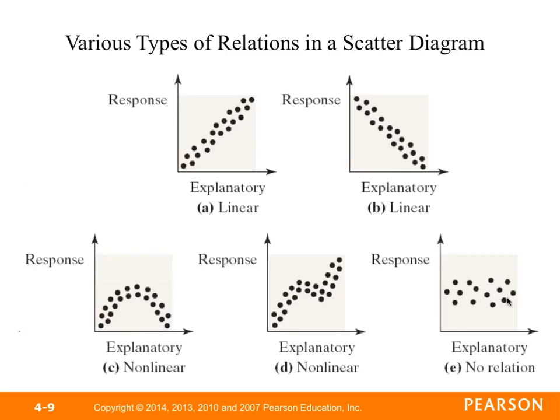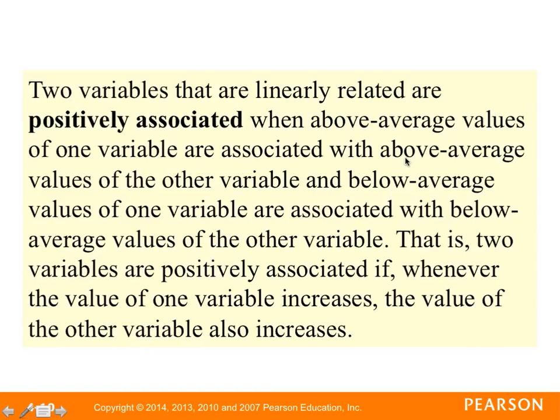So if we go back for just a second, you'll see that this first one is a positive relationship. We have a positive slope. This one would be a negative relationship.